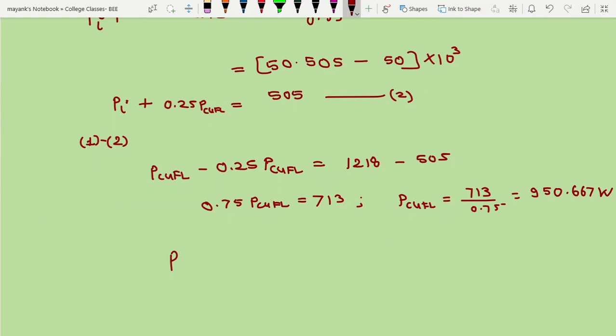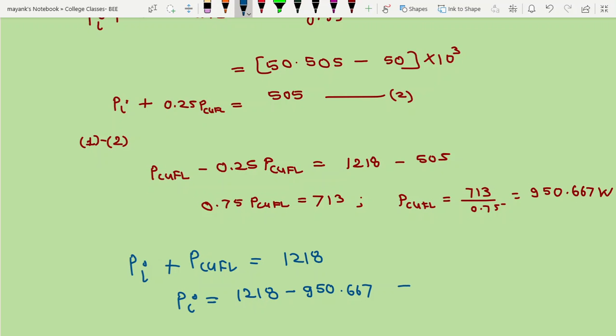So ultimately by equation number 1, so equation number 1 says Pi plus PCUFL is equal to 1218. So from this, Pi will be equal to 1218 minus 950.667. Ultimately this will be equal to 267.33 watts. So this is the case and this is the answer.